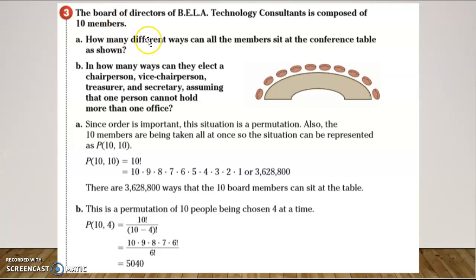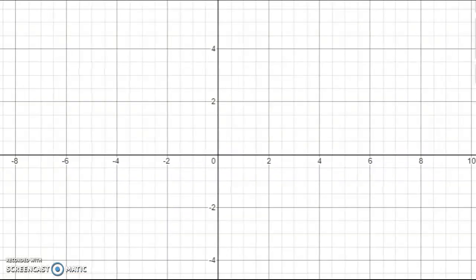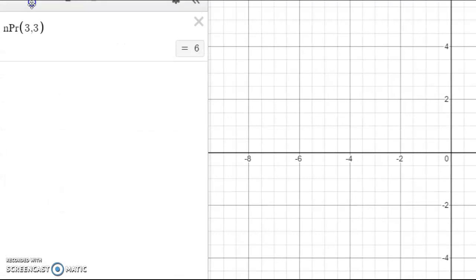The Board of Directors of BELA Technology Consultants is composed of 10 members. How many different ways can all the members sit at the conference table as shown? Order is important because once somebody sits down, he's not eligible to use any of the other ones. So that's the permutation of 10 things, 10 people, taken 10 at a time. And that's multiplied all the way down, which gives you this. 3,628,800.